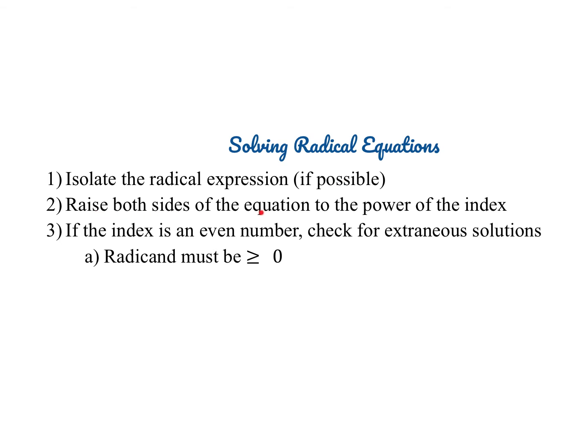Then you're going to raise both sides of your equation to the power that matches the index, and that will clear your radical. And then you just need to be careful because if the index is an even number, we need to check for extraneous solutions. And that's because our domain and range have restrictions because the radicand must be greater than or equal to 0. So this only applies when the index is even. So if you have an odd root, like a cube root equation, you don't need to worry about extraneous solutions.